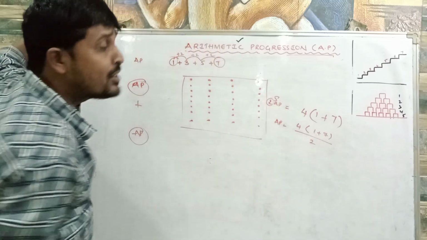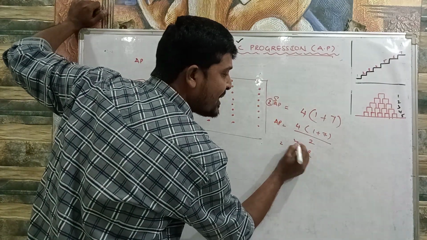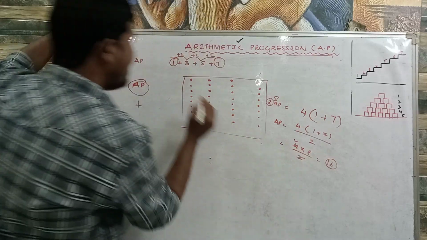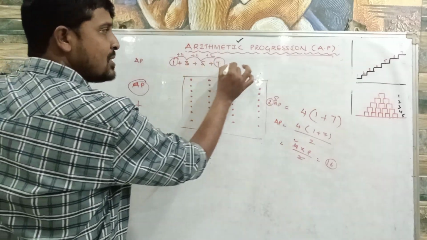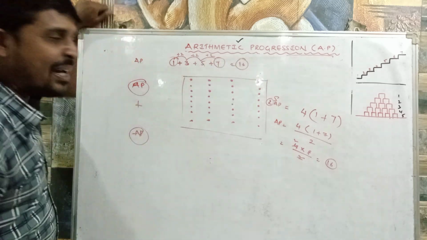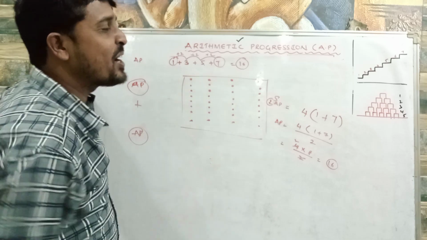Then what is our answer? 4 times 8 by 2. By cancelling it, you are going to get 16. Add them: 1 plus 3 is 4, plus 5 is 9, plus 7 is 16. By this, we can clearly understand a formula for the sum of an arithmetic progression.